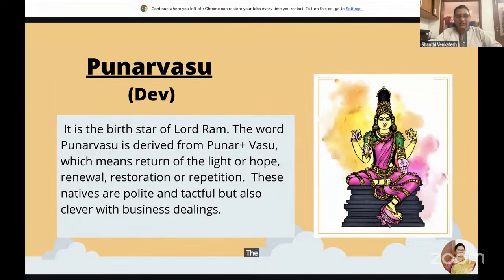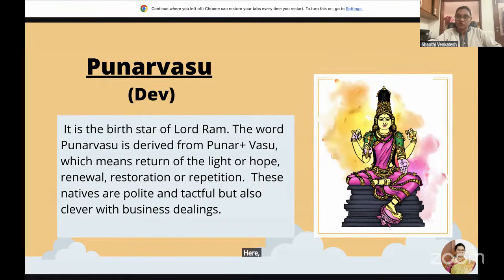The next nakshatra is Punarvasu Nakshatra. Now, this is the nakshatra of Lord Sri Rama. He was born in Punarvasu Nakshatra. So, Punarvasu is the 7th nakshatra. The Lord of Punarvasu Nakshatra is Jupiter. And Punarvasu Nakshatra belongs to Deva Gana. It's the birth star of Lord Rama.